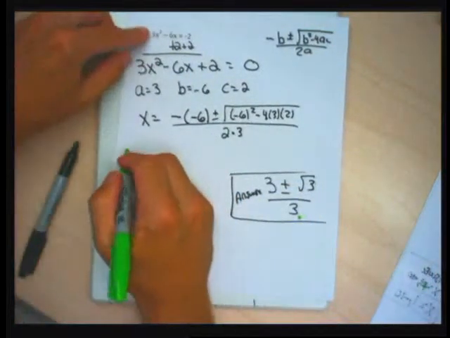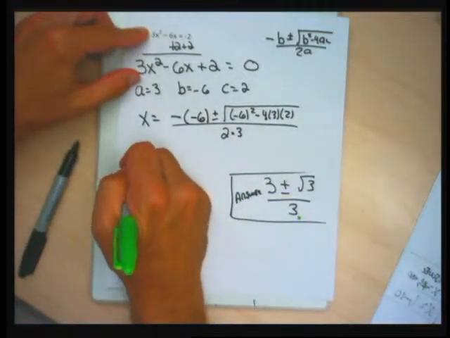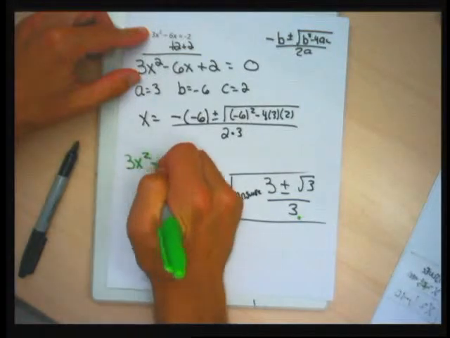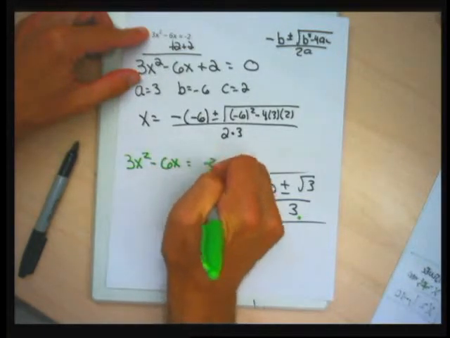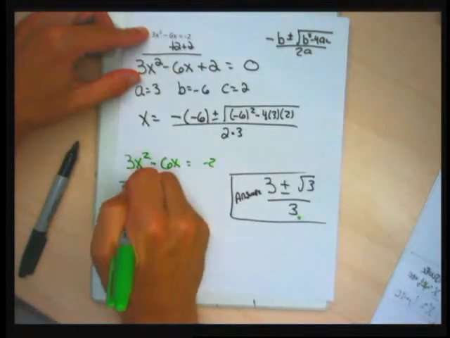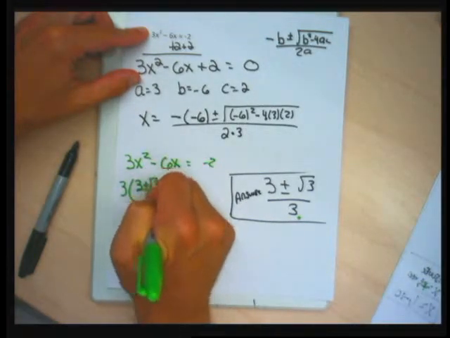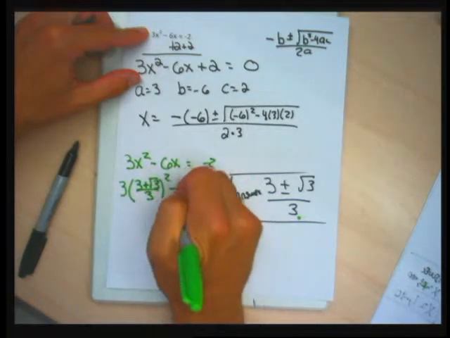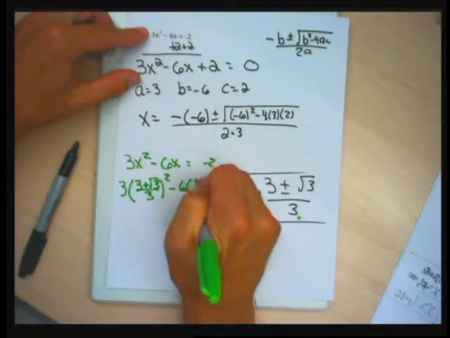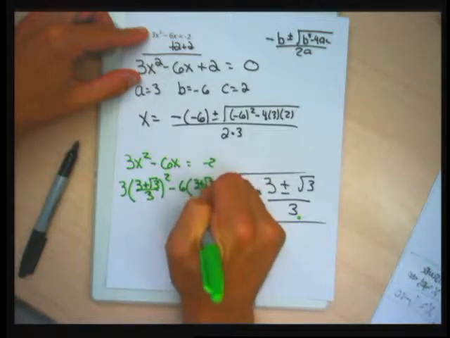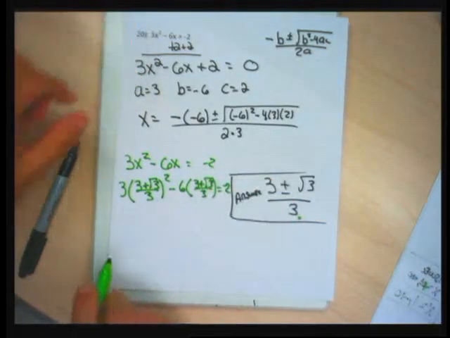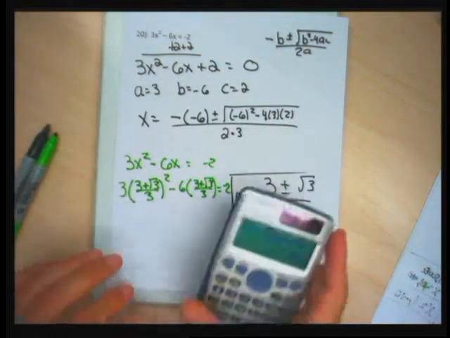So for the first one, I'm going to go to the original problem. The original problem before I did anything is 3x squared minus 6x equals negative 2. So I'm going to go 3 times 3 plus the square root of 3 over 3 squared minus 6 times 3 plus the square root of 3 over 3, and that better equal negative 2. Otherwise, my answer is not correct.